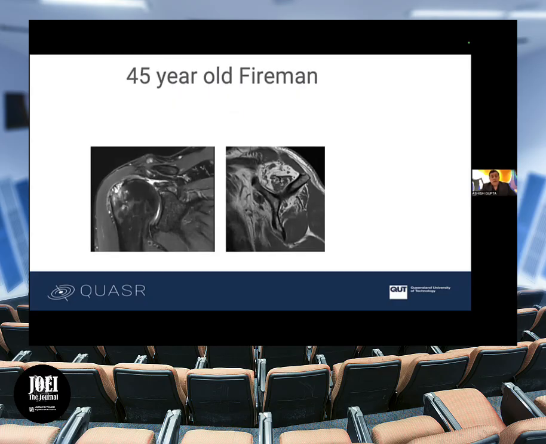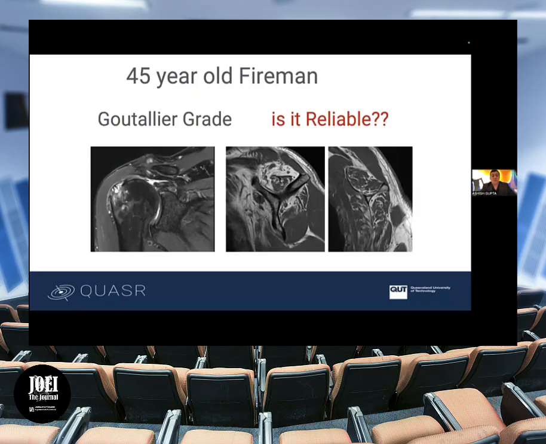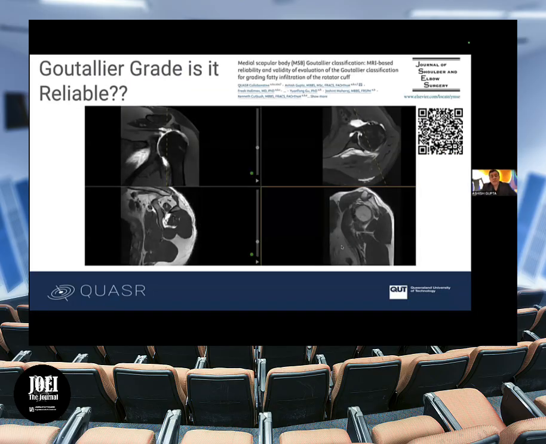A similar guy, one of my patients, a 45-year-old fireman. You look at the Y view and it looks like, oh, maybe this is not a repairable tendon, or maybe we need to do an SCR or something. So one of the big things which we've looked at is the Goutallier grade for these patients much more medial.